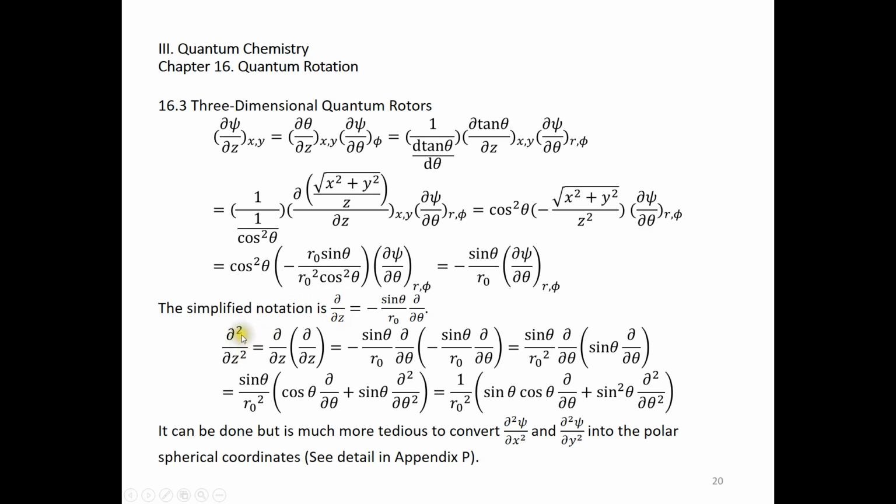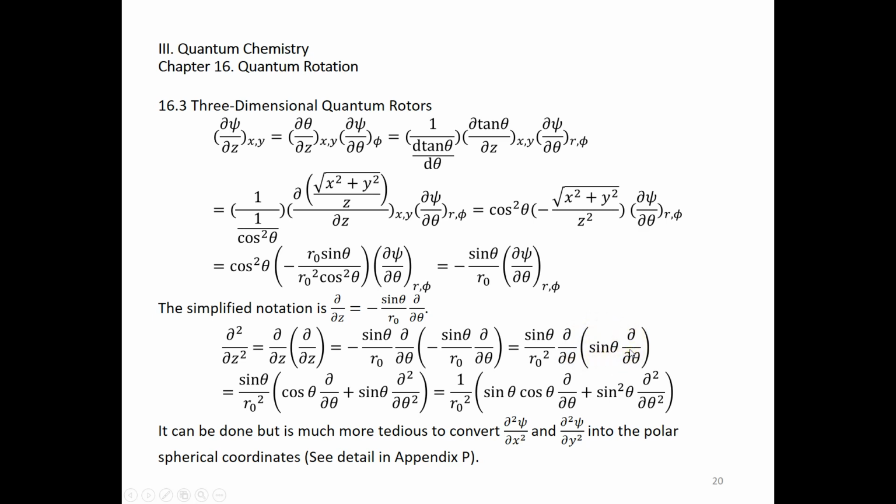Alright, now the second derivative with respect to z is simply the first derivative operator applied twice. So you have delta over delta z applied to delta over delta z. And then we have this delta over delta z here and here. We first clean up a little. We take this negative over r naught out. We have this expression. And then we apply the delta over delta theta operator to everything inside the parentheses.